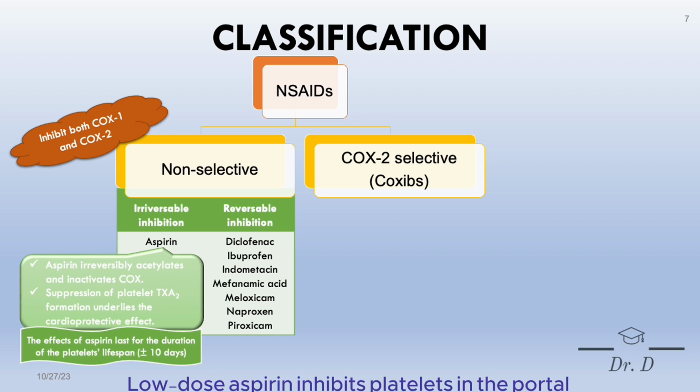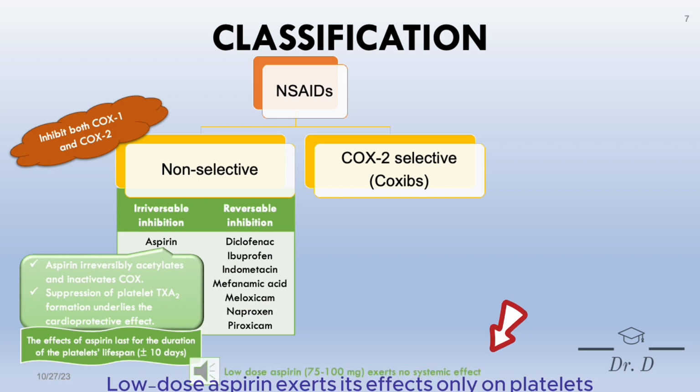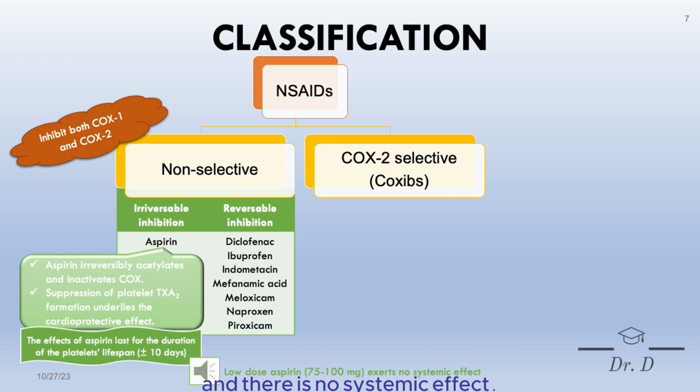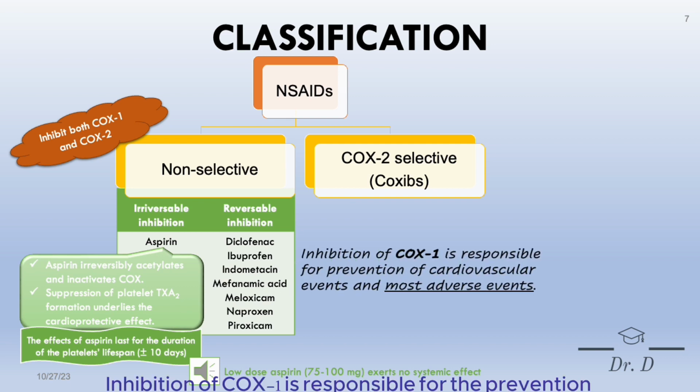Low-dose aspirin inhibits platelets in the portal circulation before it is metabolized to salicylate on first pass through the liver. Low-dose aspirin exerts its effects only on platelets and has no systemic effect. The other commonly known non-selective NSAIDs include diclofenac, ibuprofen, indomethacin, etc. Inhibition of COX-1 is responsible for the prevention of cardiovascular events, but unfortunately also for most adverse events.